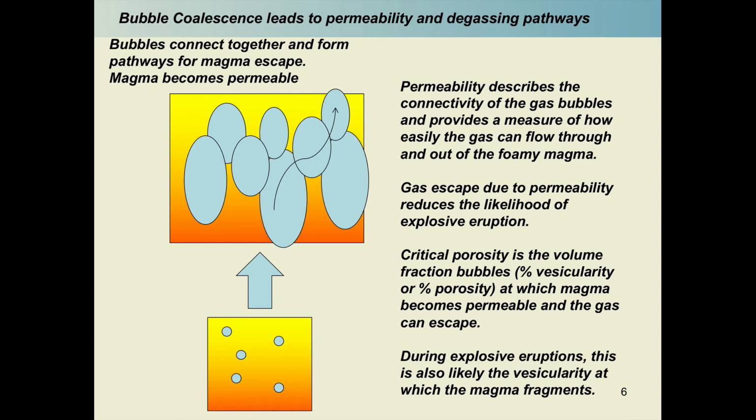We really want to know what the critical porosity is, because if it's really high, that means that magmas can reach the surface largely undegassed and they're more likely to explode. But if that critical porosity is a small number, so maybe 30% instead of 75%, then maybe the magma can degas more easily over a longer period of time in the conduit, and more likely the eruption might be effusive, not explosive. So during explosive eruptions, the critical porosity is also likely the amount of gas the magma had in it when that magma fragments.